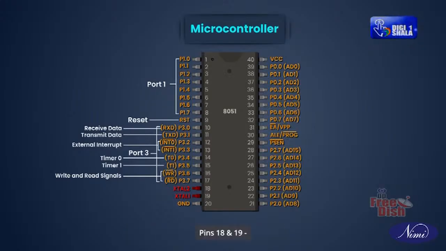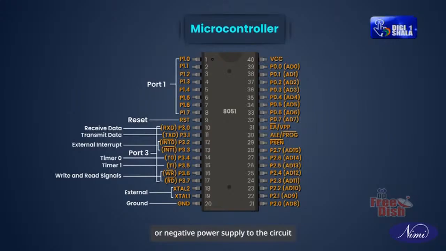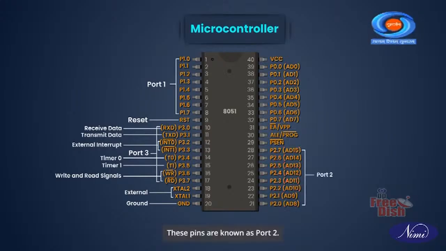Pins 18 and 19. These pins are used for interfacing an external crystal to get the system clock. Pin 20. This pin acts as a ground or negative power supply to the circuit. Pins 21 to 28. These pins are known as port 2. It serves as an input or output port.